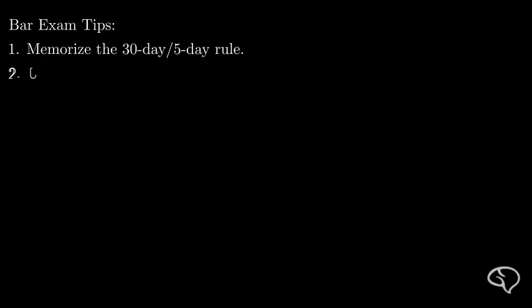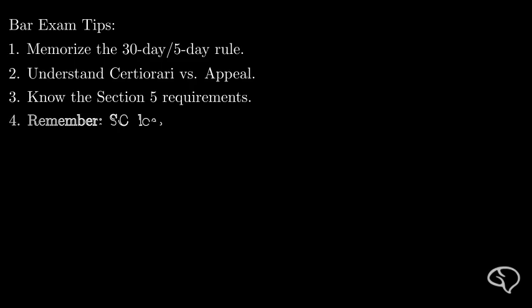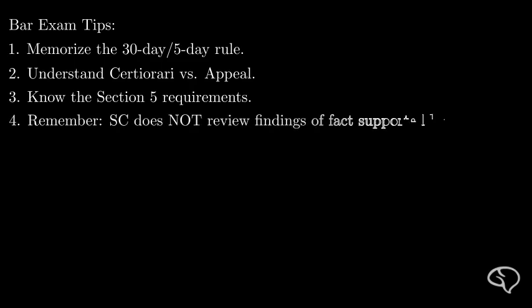For the bar exam, here are some tips. First, memorize the 30-day period and the 5-day minimum. This is a favorite question. Second, understand the difference between certiorari and appeal. Certiorari is about jurisdiction, appeal is about errors of law or fact. Third, be able to list the key formal requirements from Section 5. And fourth, remember that the Supreme Court does not review findings of fact supported by substantial evidence. By understanding these principles and practicing with scenarios, you'll be well prepared to tackle any question on Rule 64.